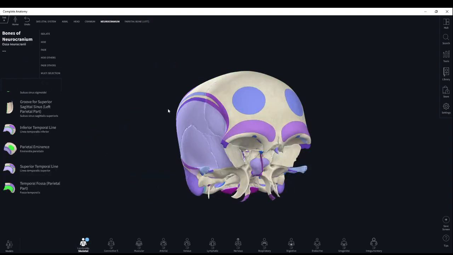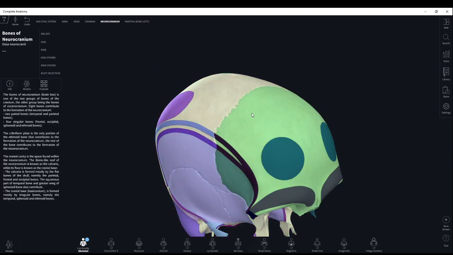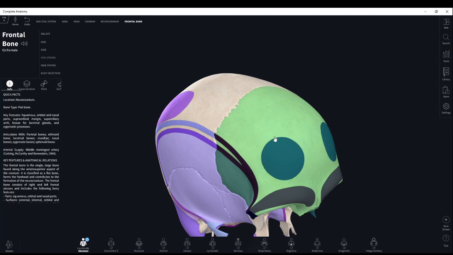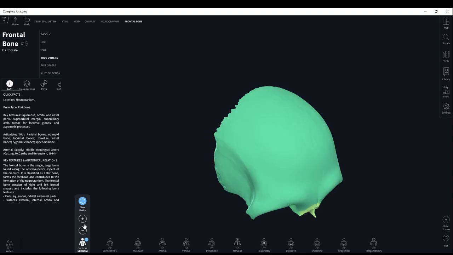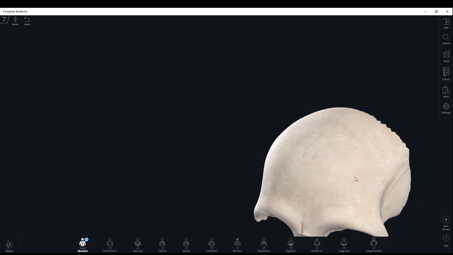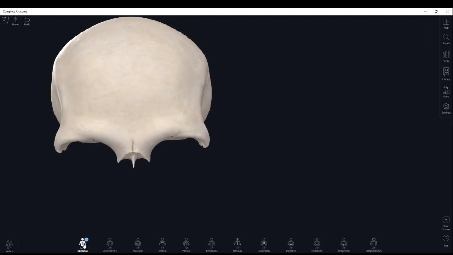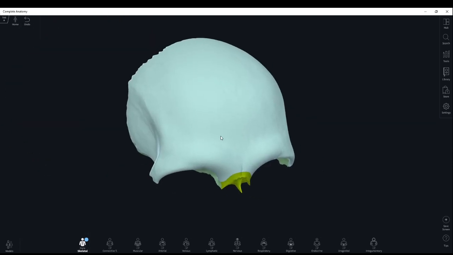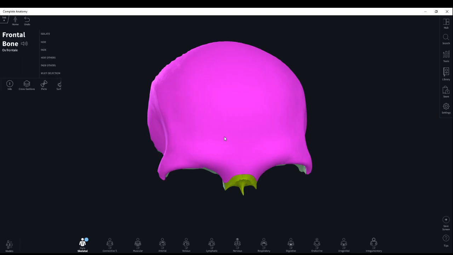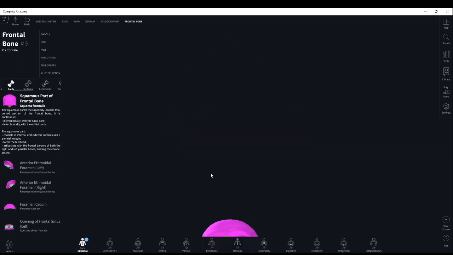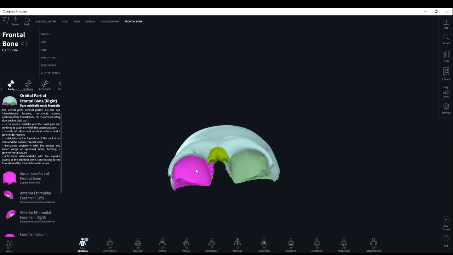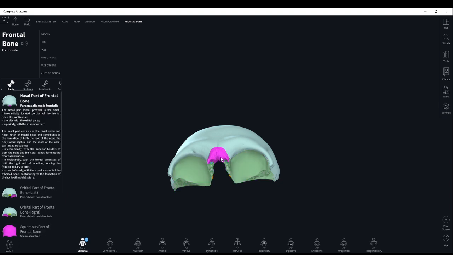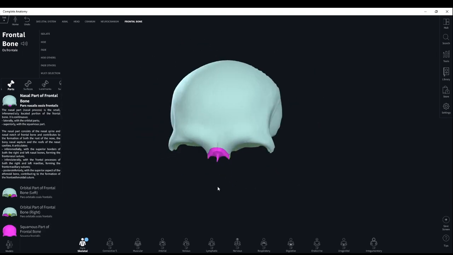The next bone of the neurocranium is the frontal bone. The frontal bone has 4 parts. The normal position is like this. First, the squamous part, next the orbital part, and the nasal part. Yes. Surfaces.